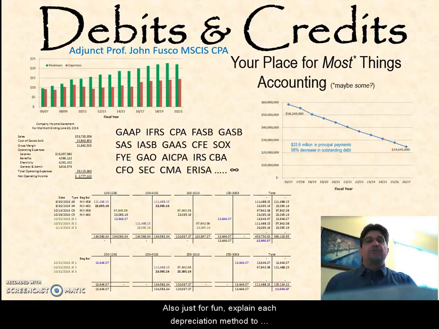Also, just for fun, explain each depreciation method to someone close to you who does not know what they are. If you can explain depreciation, mix in a little amortization, and top it off with depletion in a way that they understand, you have earned the right to be called a fixed asset accountant.